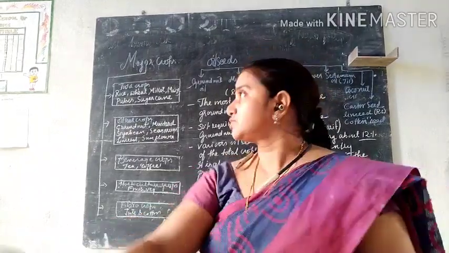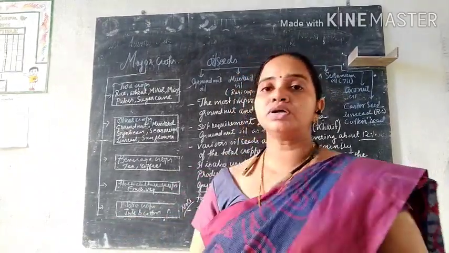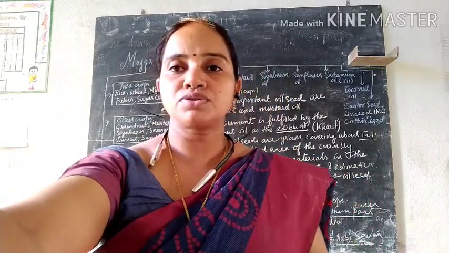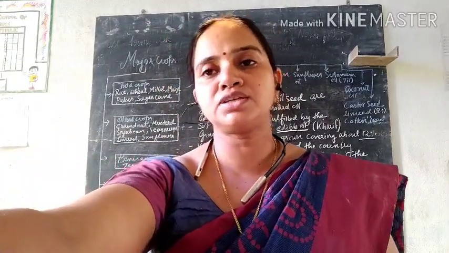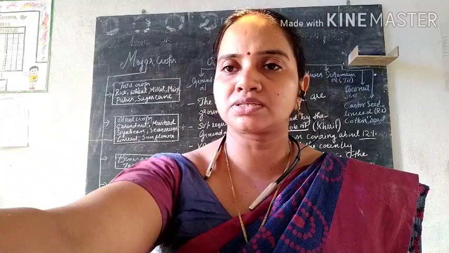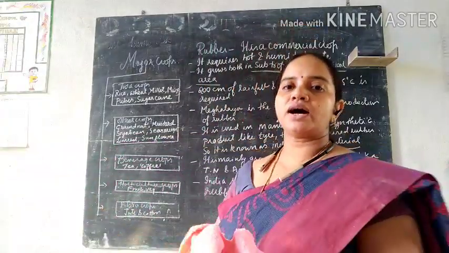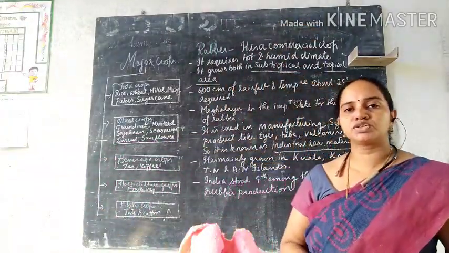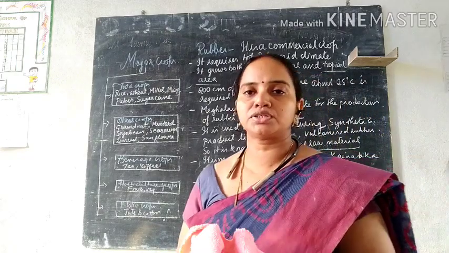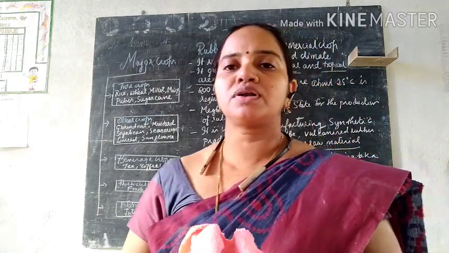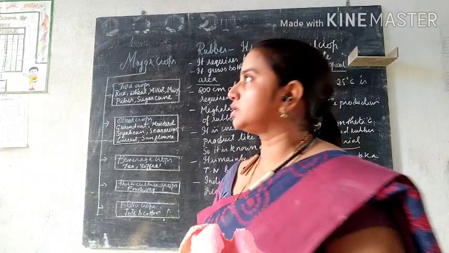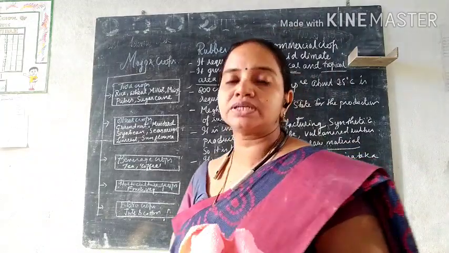So after this we are going to discuss rubber. Rubber is also one of the commercial crops, and let's see what we have to discuss about it. The next important crop for us is rubber. We also know that this is one of the plantation crops. So all three plantation crops we have already discussed.